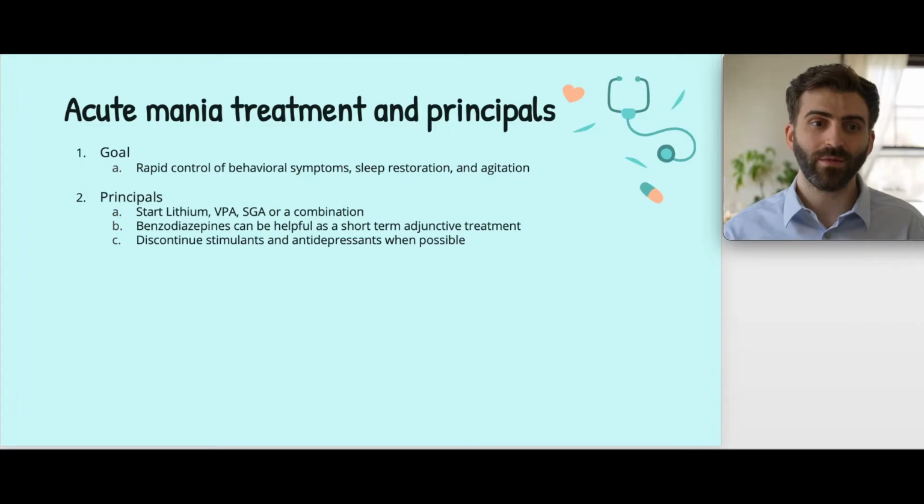So start lithium, valproic acid, a second generation antipsychotic, or a combination. Benzodiazepines can be helpful in the initial phase, in the acute phase, especially if the patient's really agitated, but this isn't typically a long-term medication for bipolar disorder. Next, you want to typically discontinue stimulants and antidepressants when possible, as they may have worsened the mania.